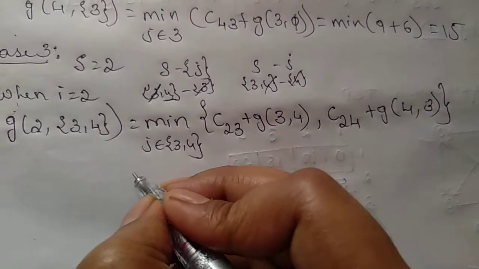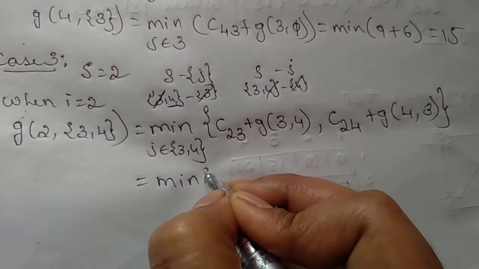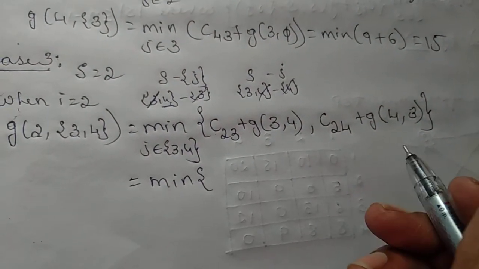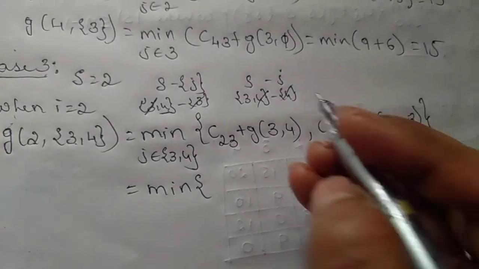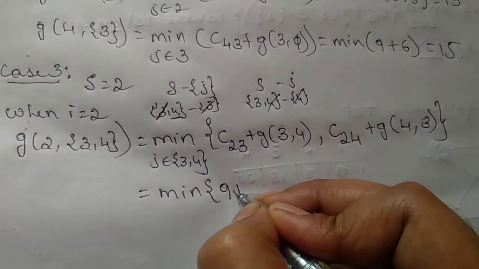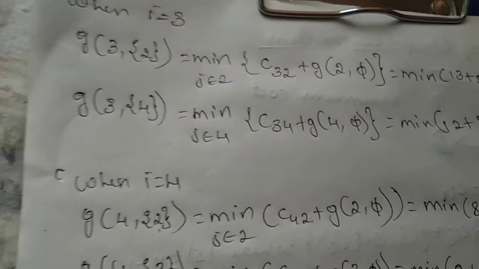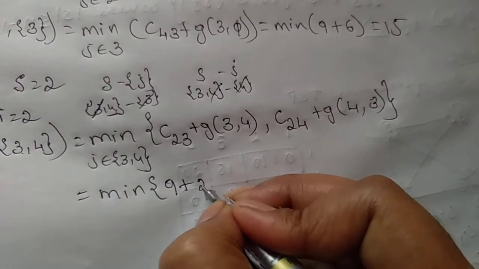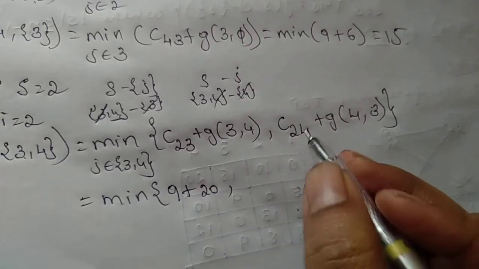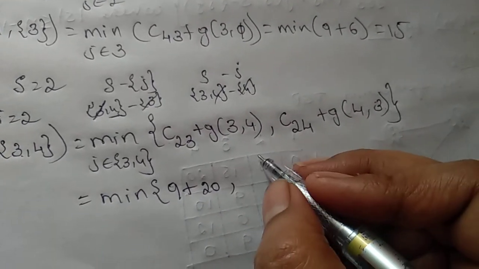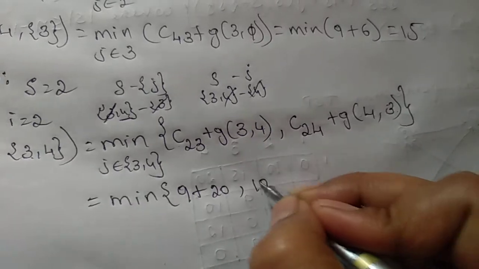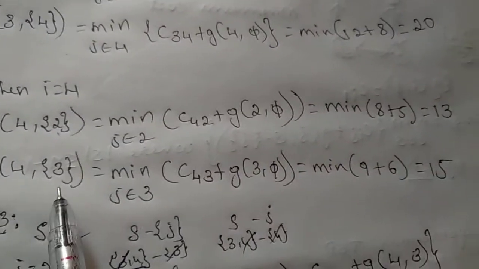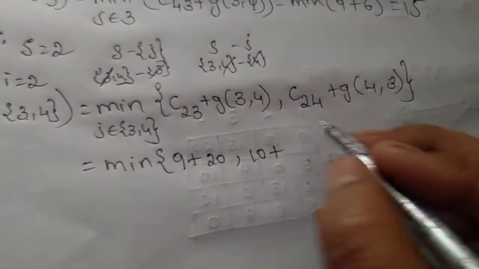Now we'll calculate min. From the graph you have 2 to 3 as 9 plus g of 3 comma 4, here only we have calculated, it is 20, comma C of 2 to 4, from the graph it is 10, plus g of 4 comma 3, g of 4 comma 3, it is 15.